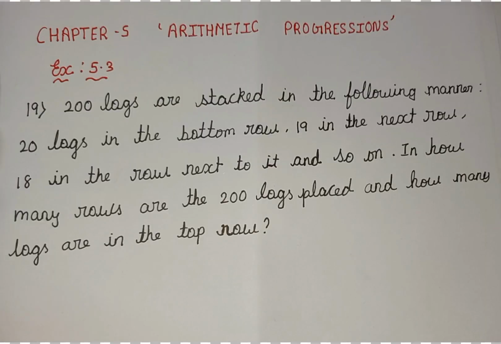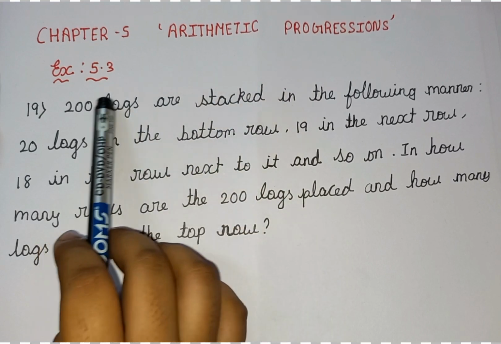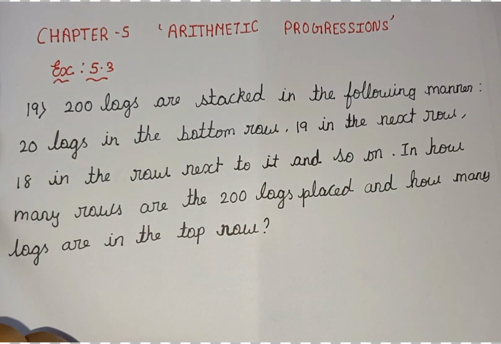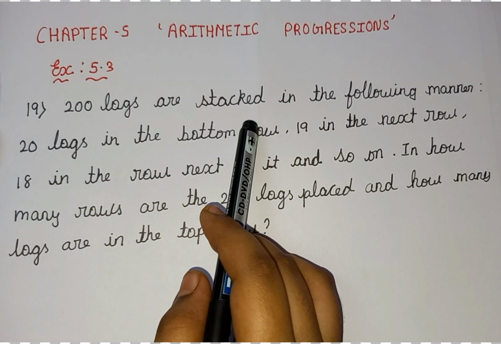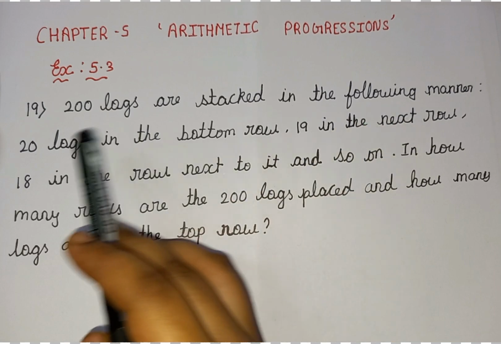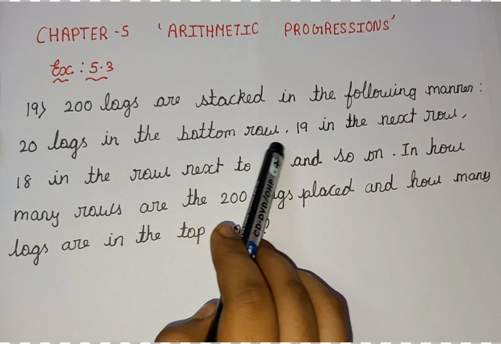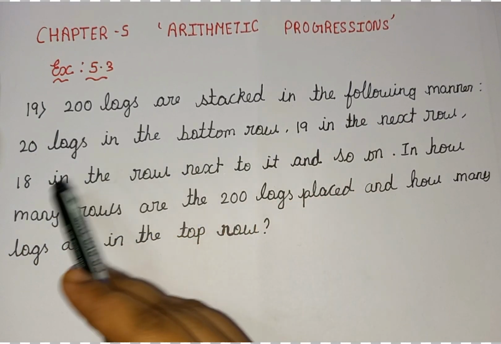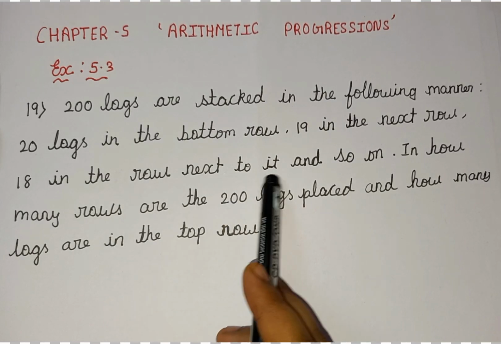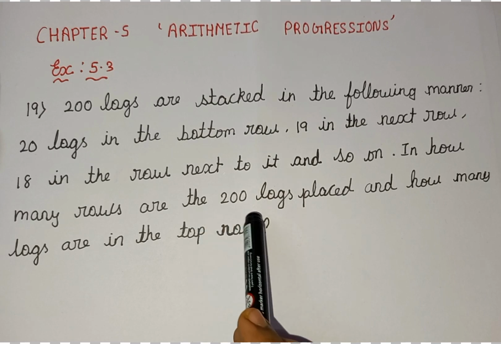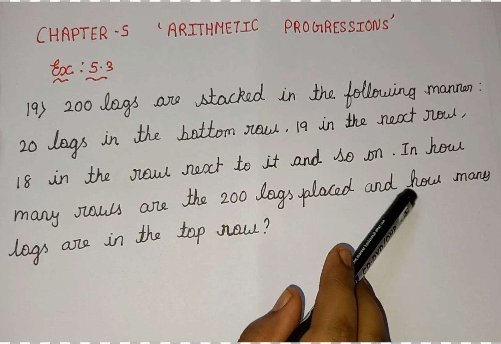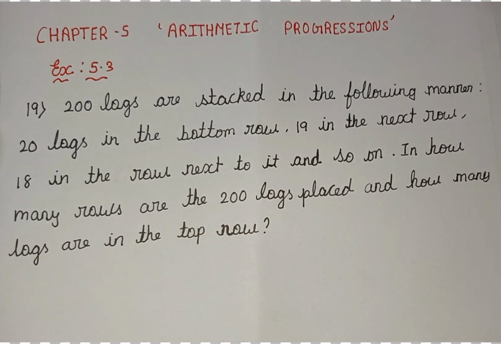Today we are going to be learning Chapter 5 Arithmetic Progressions, Exercise 5.3, 19th question. So this question is really important, okay? Now let's read the question. 200 logs are stacked in the following manner: 20 logs in the bottom row, 19 in the next row, 18 in the row next to it, and so on. In how many rows are the 200 logs placed, and how many logs are in the top row?